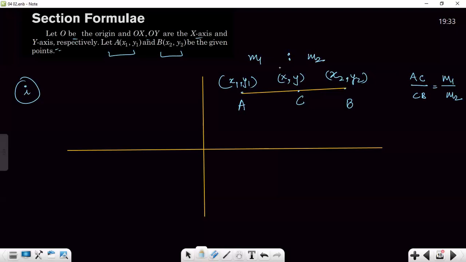Now we are supposed to derive a relationship. We are supposed to find the coordinates x and y using m1, m2, x1, x2, and we are supposed to find the y coordinate by using m1, y1, m2, y2. So the formula is, here the point C is dividing internally and making sections.